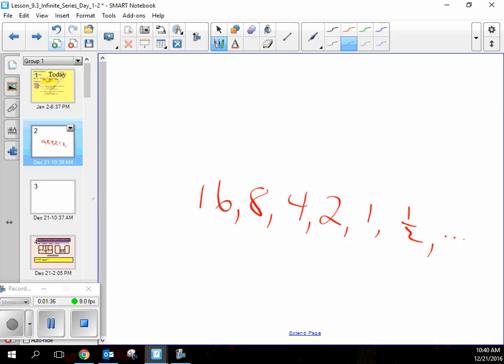Well, here's the big formula. Ready for the big reveal? S sub n is equal to, it depends on the problem, A over 1 minus R. Everybody write that one down.